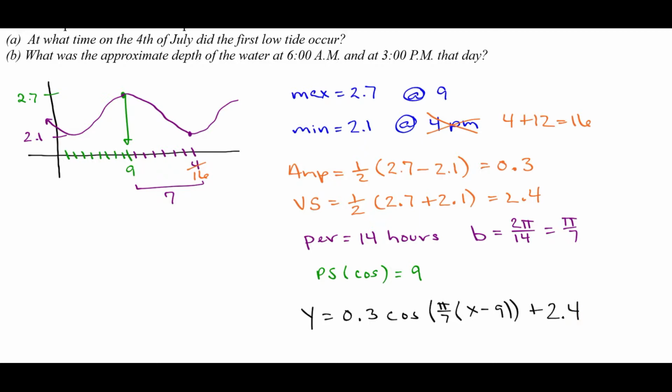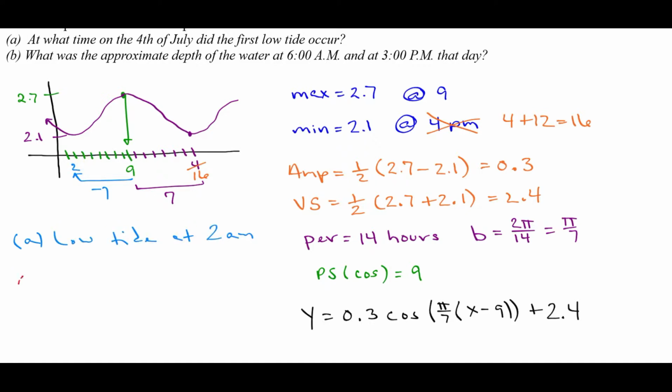Okay, so now we want to just look at the questions that were asked. The first question asked us when the first low tide occurred. So that's over here somewhere. Remember, the time from high tide to low tide is 7. So if we want to go backwards, we're going to subtract 7, which is going to take us to 2. So we had low tide at 2 a.m.